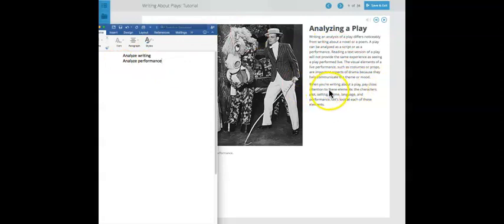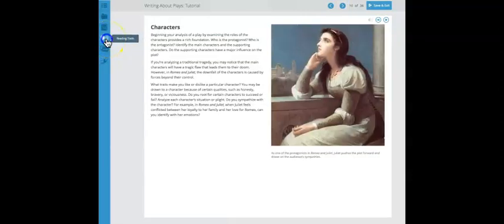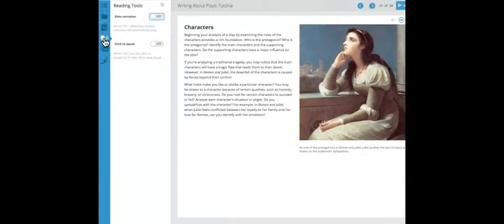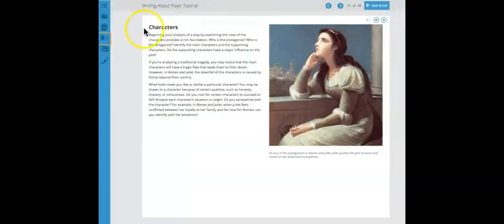Pay close attention to these elements. Again, they are giving you a clue about what you need to write about in your answer. What does it mean to analyze a play? Well, you've got to look at characters, plot, setting, theme, language, and performance. Let's look at each of these elements. Reminder, if you want the slide read to you automatically, you can click on the little speaker and turn slide narration on. Here is what they have to say about characters.